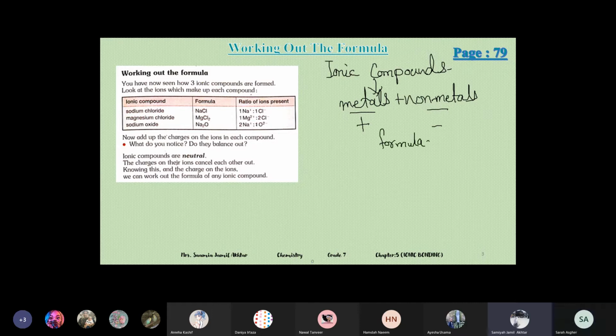For example, they have asked us that sodium chloride is an ionic compound. What is its formula? So you have to write the formula of it. To find the formula, we will take the ratio of the ions, that is, how many positive ions are present and how many negative ions are present. What is the name given to the positive ions?